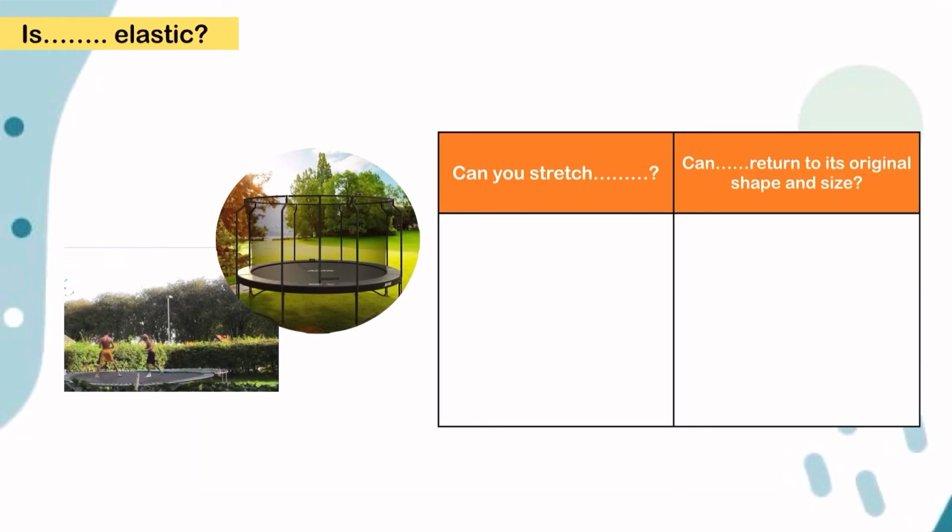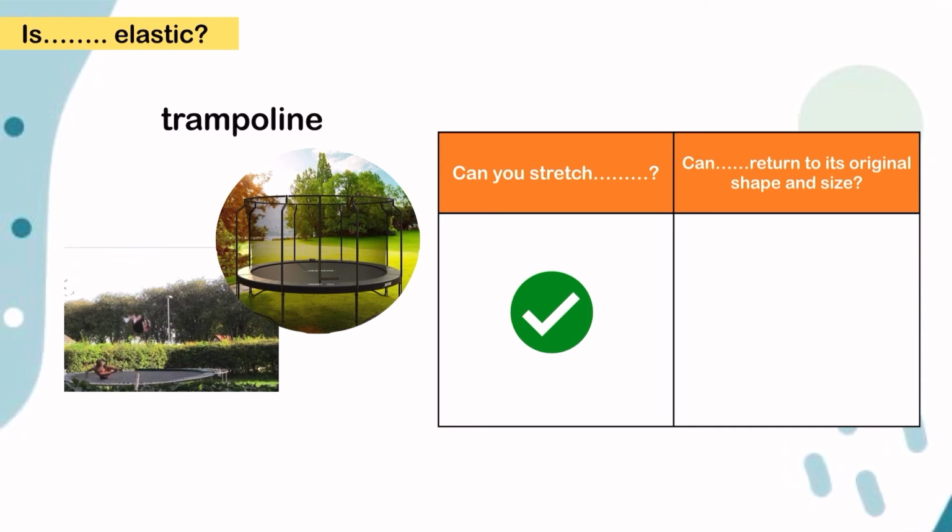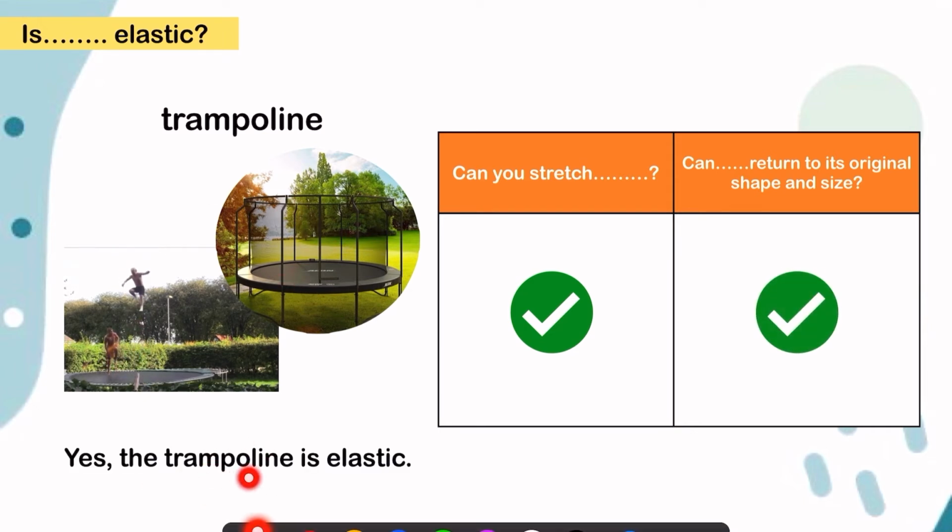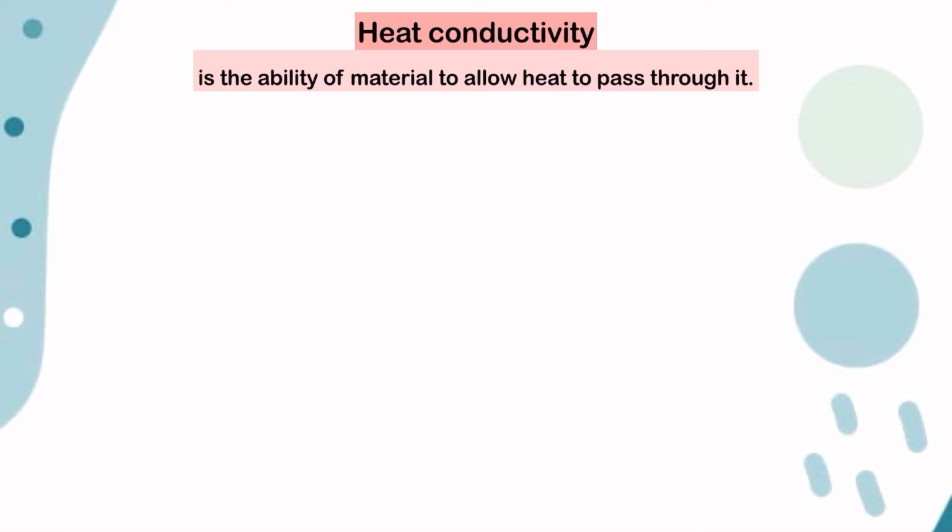Can you see here we have a trampoline, right? Can you see you can stretch it? Of course, and you can return a trampoline back to its original shape and size, so the trampoline is elastic. Remember, if you stretch an object and you can return that object back to its original shape and size, we call it elastic.